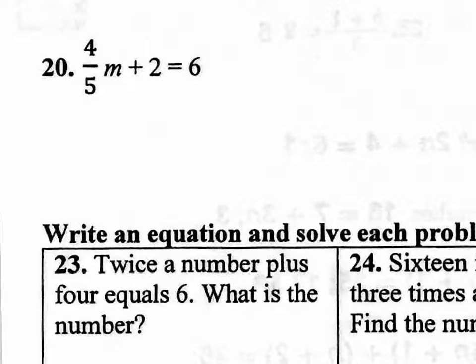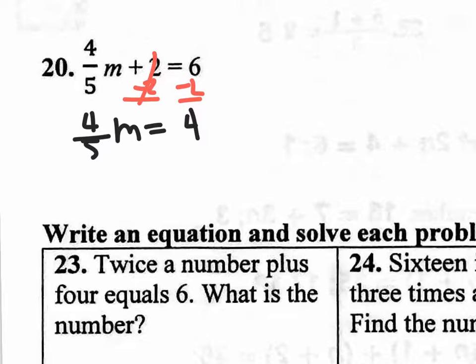Now what could you do? There's many roads to the same place. You could multiply by 5, multiply by 5, multiply by 5, but it's easier to subtract 2. So your new equation will be 4/5 m equals 4. And now you could get rid of that fraction by multiplying by 5 and multiplying by 5.